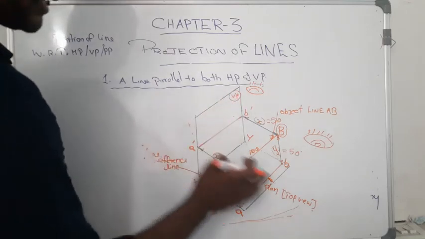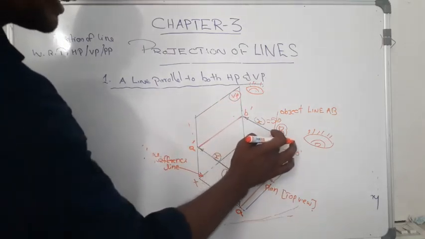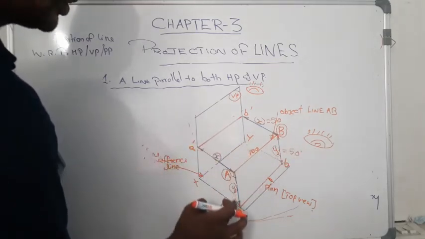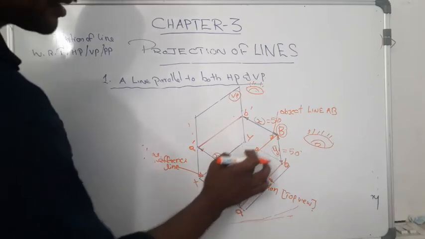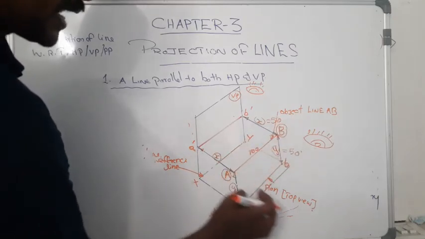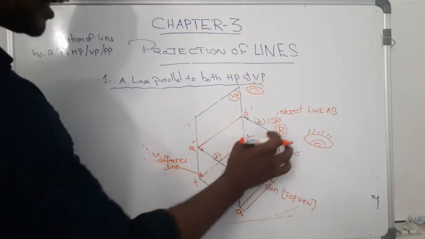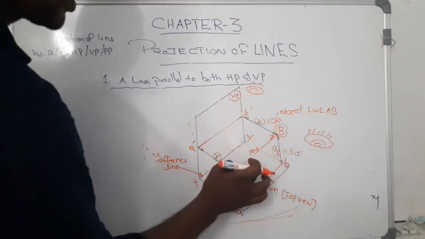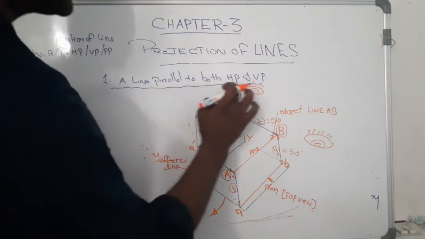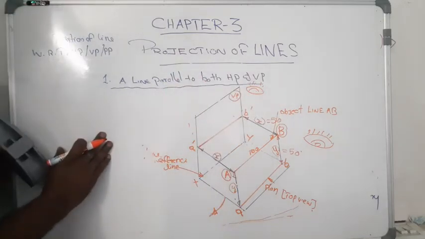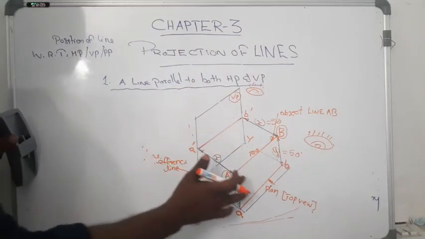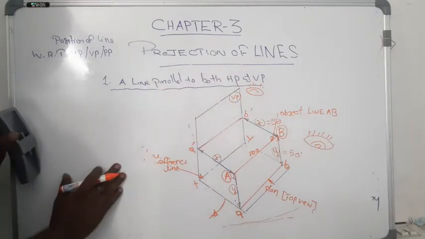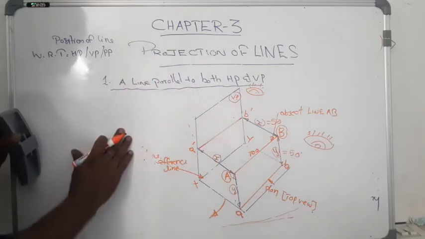According to this figure, we can say that our object line AB is parallel to both reference planes, that means AB is parallel to this edge and AB is also parallel to this edge. So we can say that our object is parallel to both HP and VP. Now, by using this isometric figure, we can formulate a question.